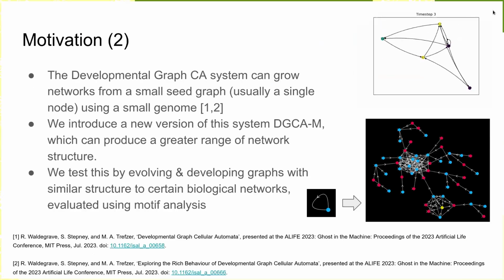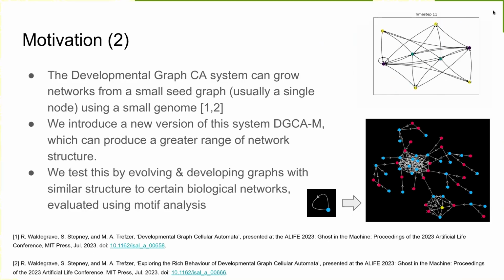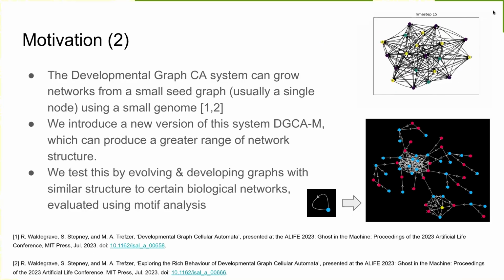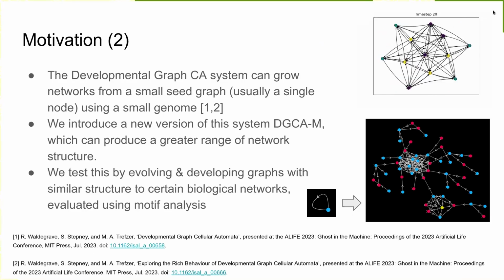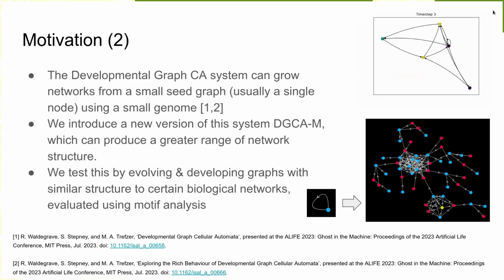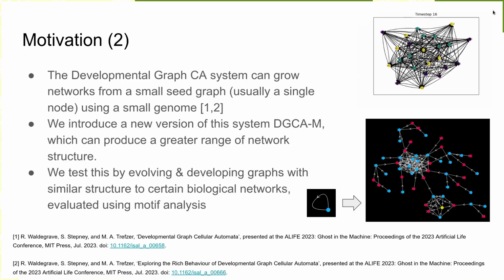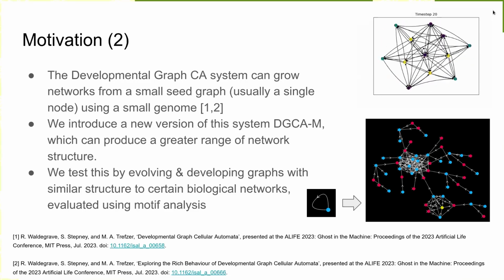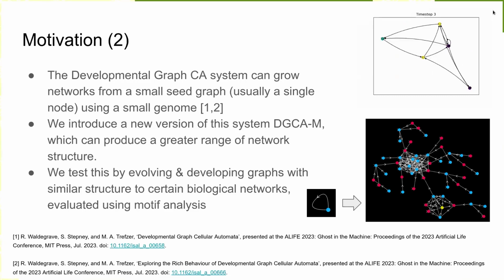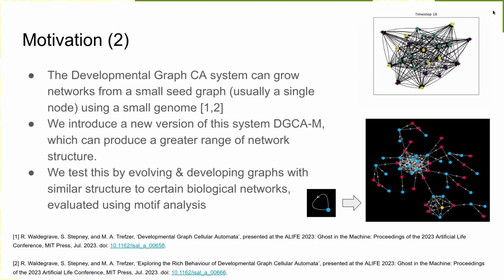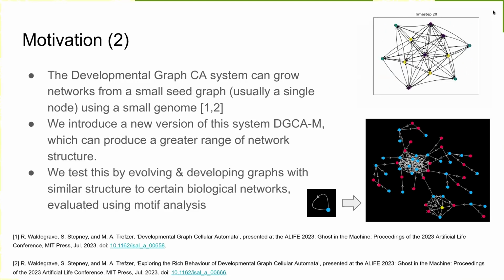The second part of the motivation is that at last year's A-Live conference, we introduced this EGCA system, which is shown in the top right. You start with a very simple network, which could even be a single node, and then it grows and adds more nodes. But as you can see on the top right, the original version of the system tended to create networks which were very densely connected, and there weren't actually that many different ways of wiring things up.